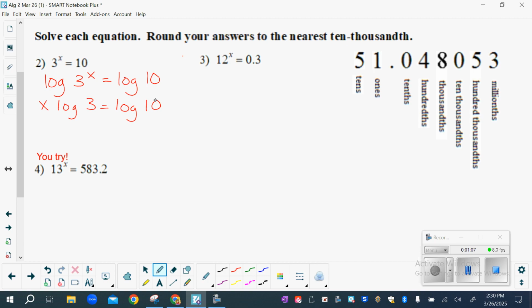So how could we get this x by itself? What would we do next? Anybody have an idea? This is x times log 3, right? Divide by log 3 on both sides. And then we're going to take our answer and round it to the nearest 10,000th. The 10,000th is 4 places after the decimal point. So go ahead and do that on your calculator.